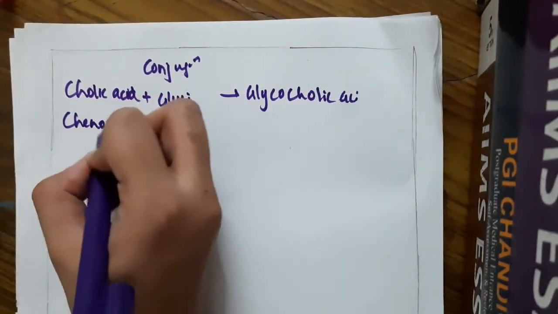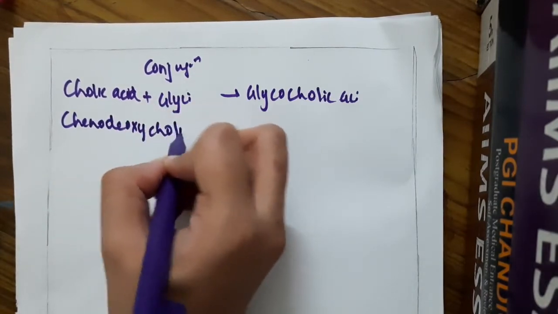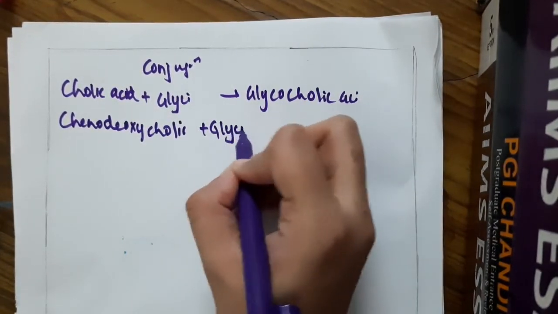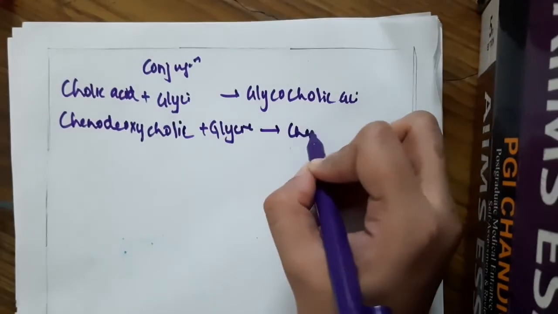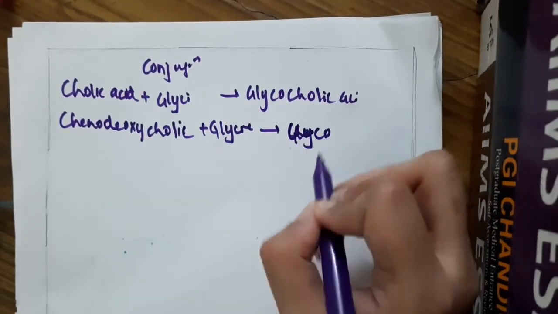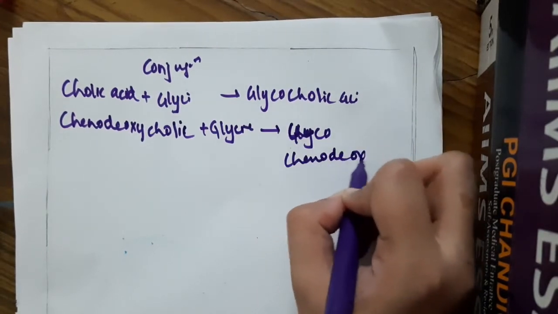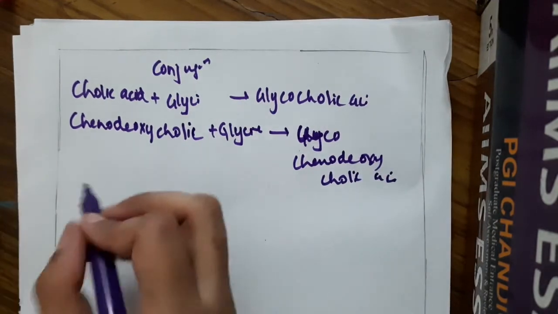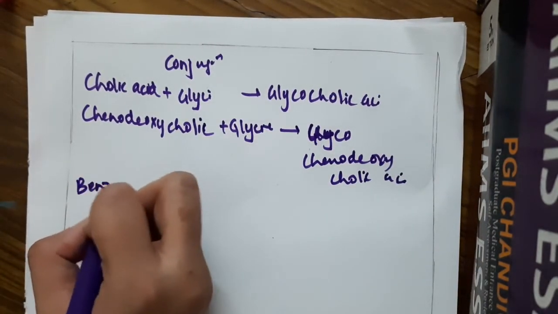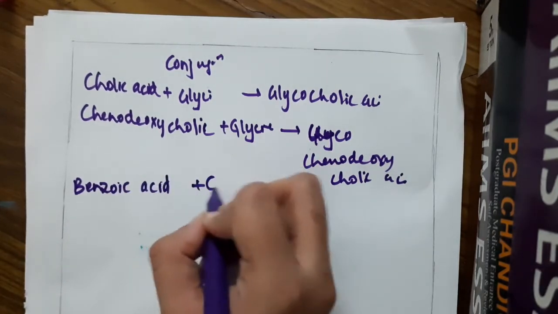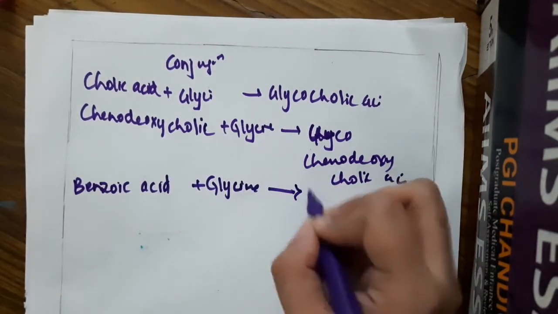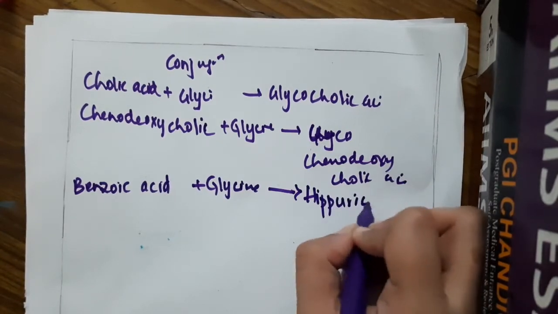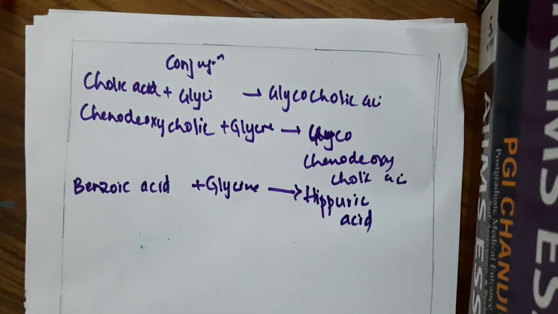Whereas chenodeoxycholic acid also combines with glycine and results in the formation of glycochenodeoxycholic acid. The compound benzoic acid combines with glycine and forms hippuric acid. So these are the reactions of conjugation with glycine.